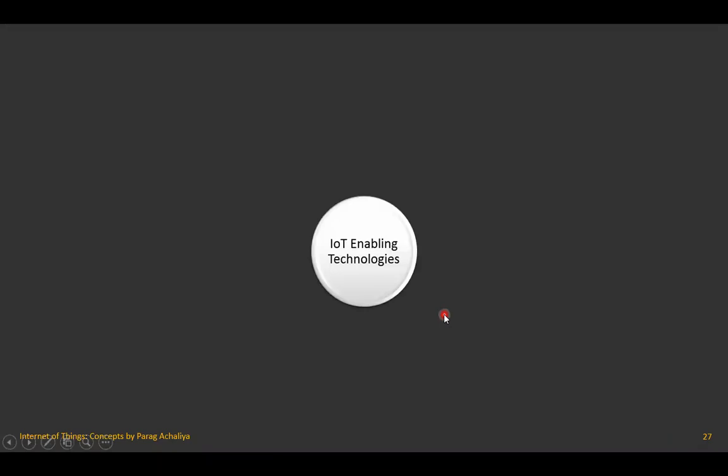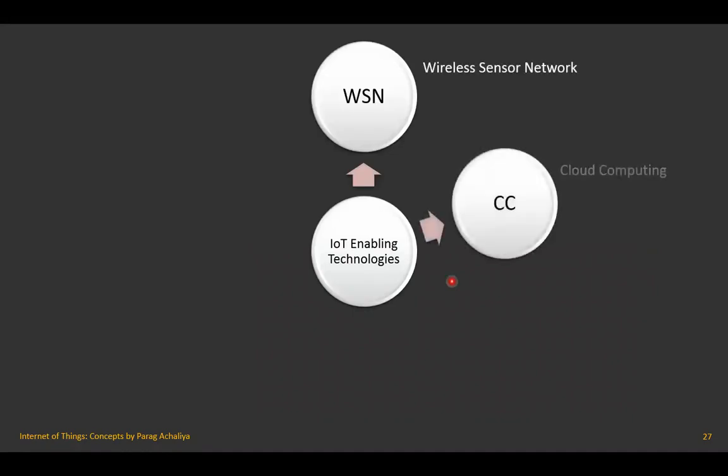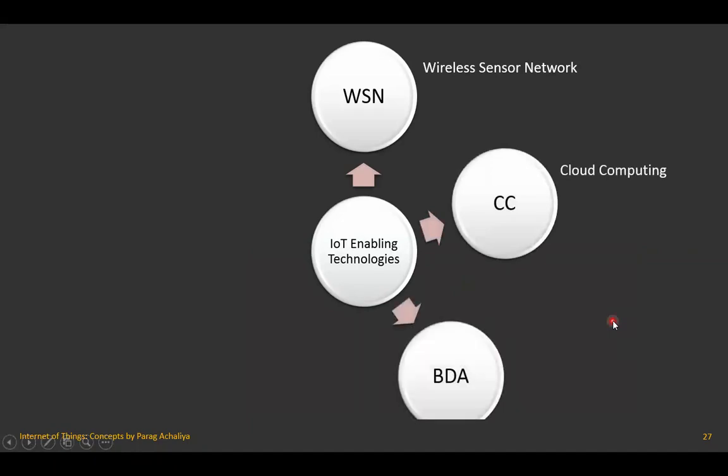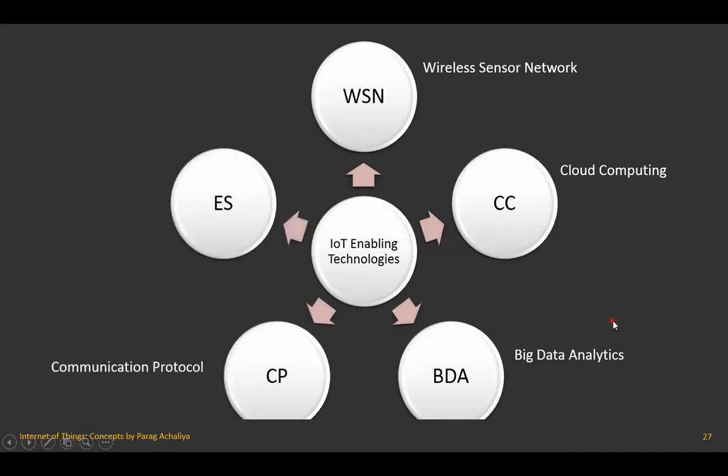Now we will see various IoT enabling technologies. The first one is wireless sensor network. The second one is cloud computing. The third one is big data analytics. Then the next one is communication protocol. And the last one is embedded system. Now we will see all those IoT enabling technologies in detail.